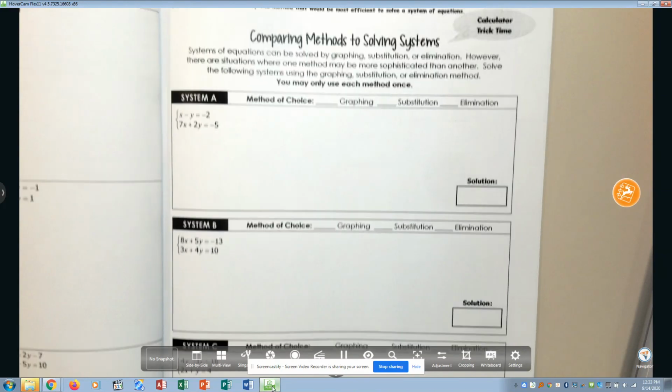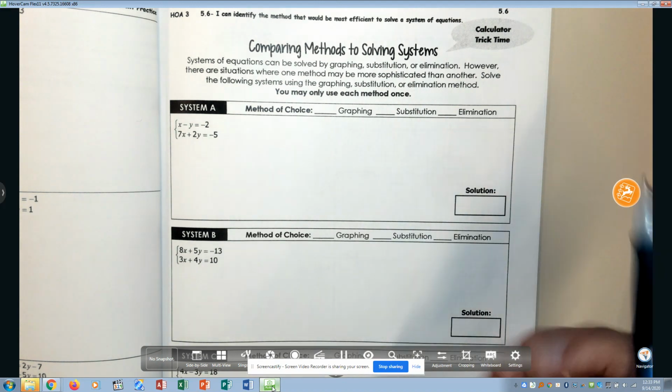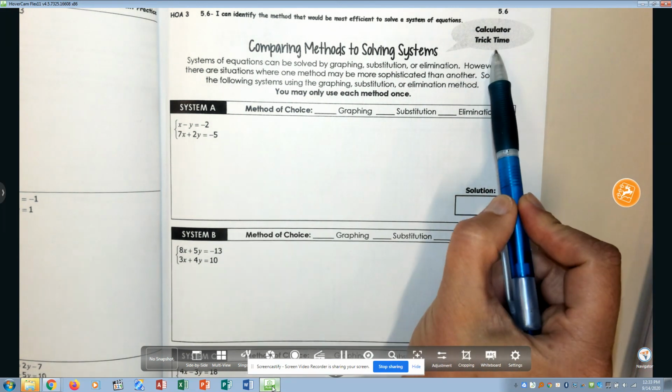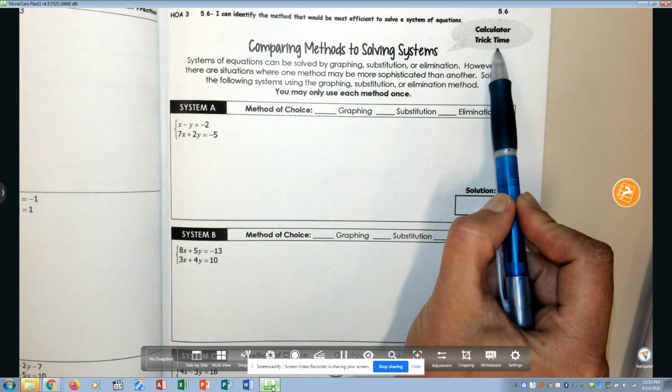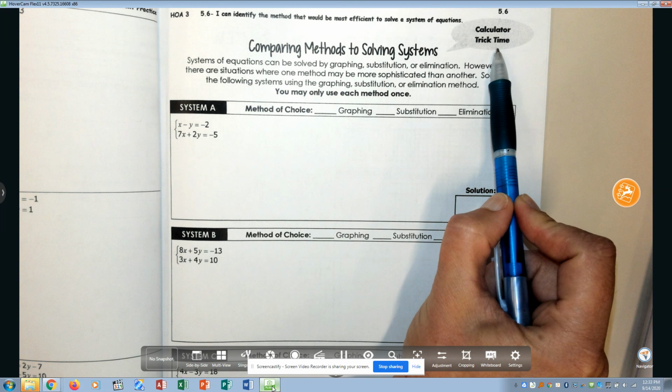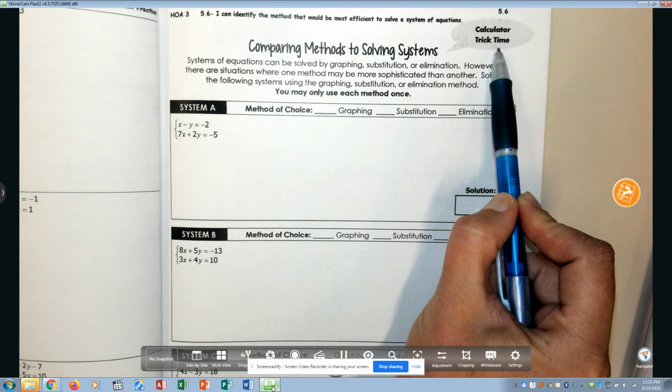Okay, so this is the point in time where you're either going to love me or you're going to hate me, because I'm going to show you the calculator trick. I really wanted to make sure that you first understood how to do this algebraically, because there are going to be times when doing it on paper is going to be faster than the actual calculator. So I had to make sure that you knew how to do that.